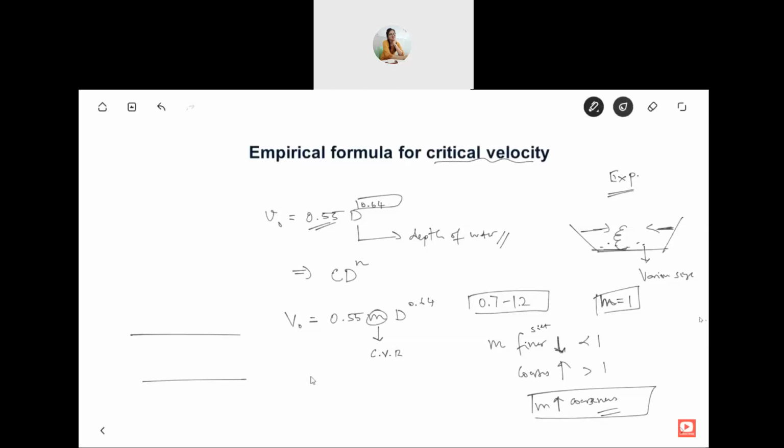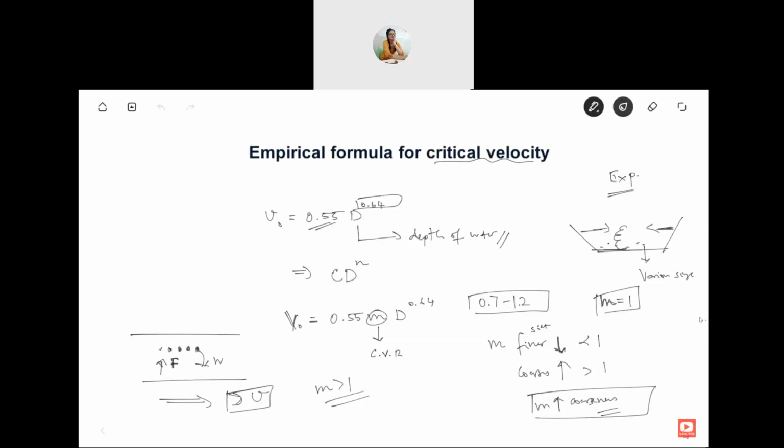A simple logic to this: if the silt is coarser, that means its weight is more. So if the weight is more, it will easily try to settle. So there should be a very large force by the eddies to make it go up. If you need a large force, you obviously need a greater velocity. So if you need a greater velocity than this V naught, m should be greater than 1 for coarser particles. So that is the logic here.